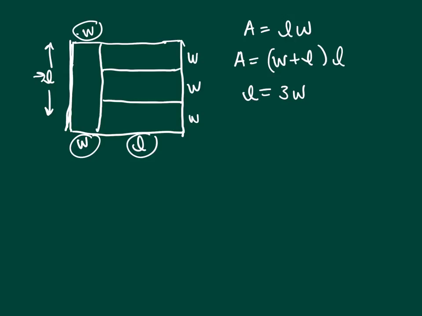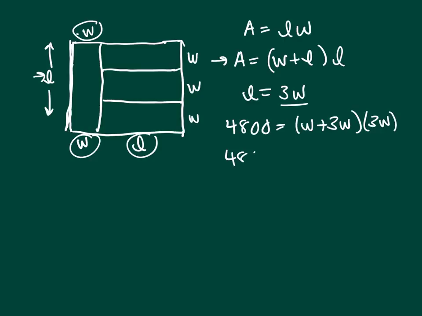So the area they tell me is 4,800. I'm going to plug that in, using this equation here. Area equals W plus L, and another name for L is 3W, times 3W. So this is 4,800 equals 4W times 3W, or 12W squared.